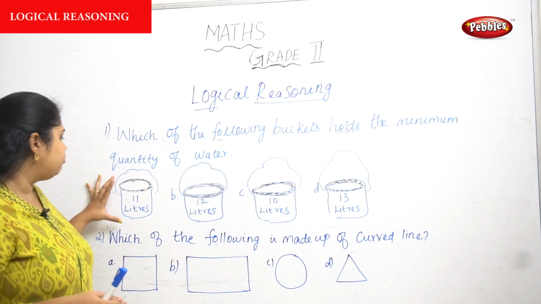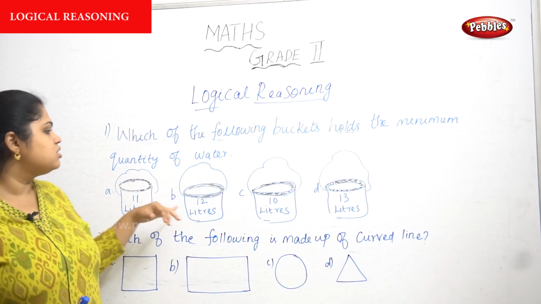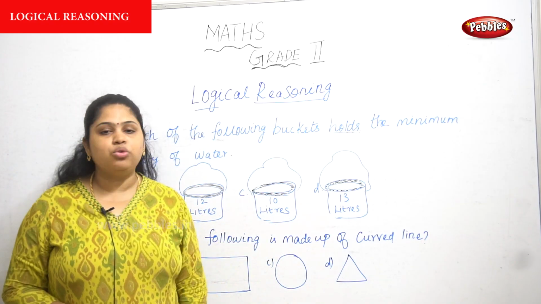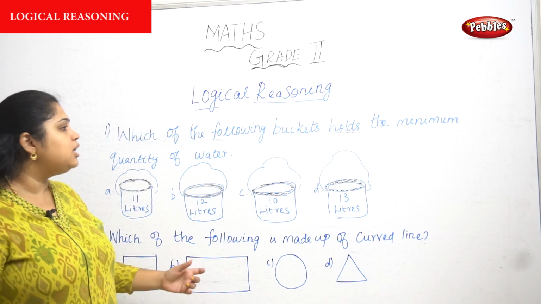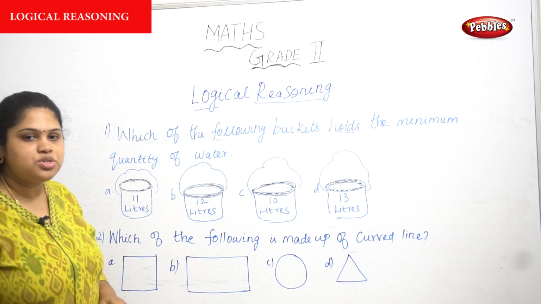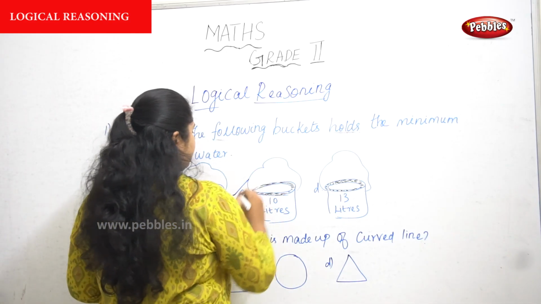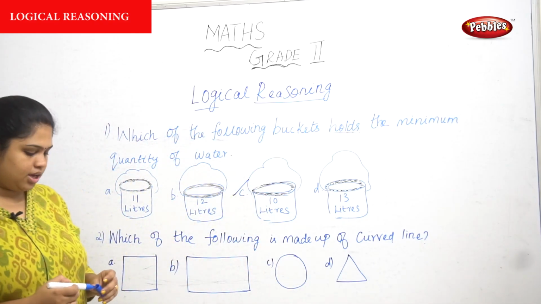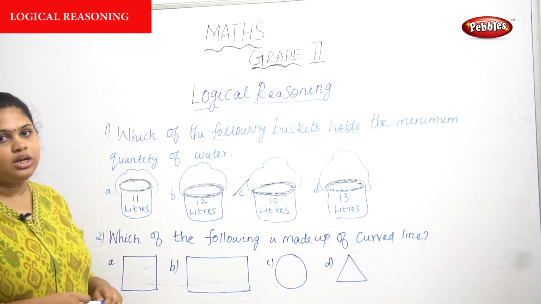See here, the quantities of water given are 11 liters, 12 liters, 10 liters and 3 liters. Which bucket has the minimum? Minimum means very little quantity. So the least quantity of water is in option C.